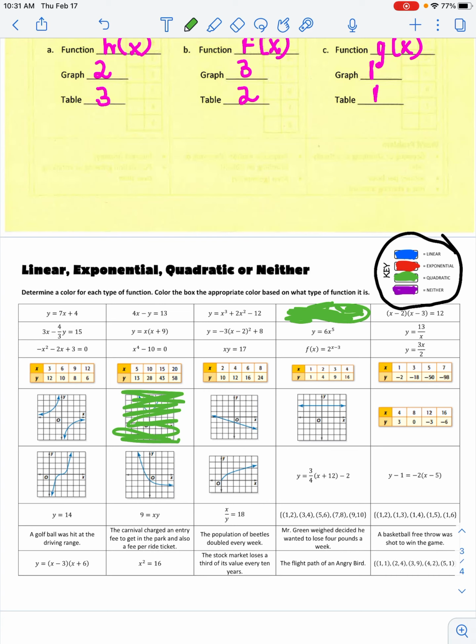It could be completed in Notability and uploaded that way. Or like I said, it could also be printed out and completed that way and then scanned back in.